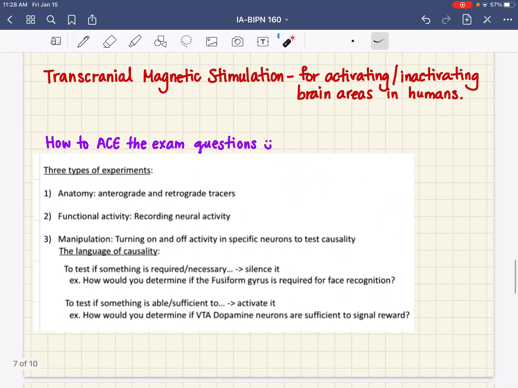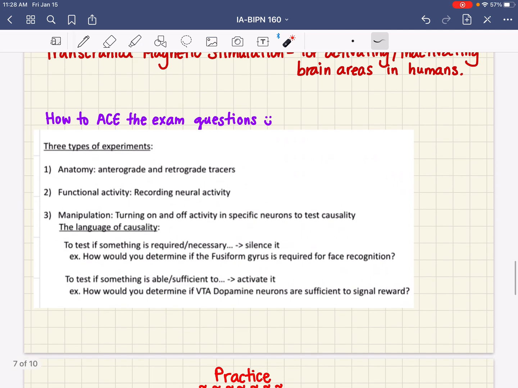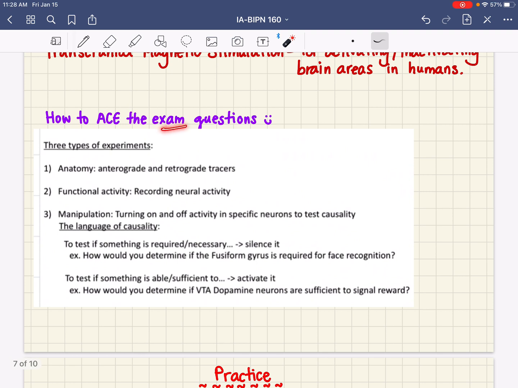I took out this portion of the lecture and put it here, how to ace the exams per Dr. Root, or these specific exam questions. So, three main types of experiments. How to find anatomy, right?